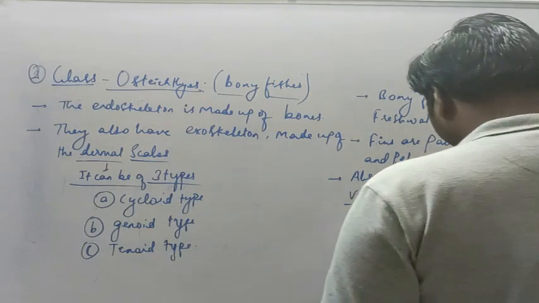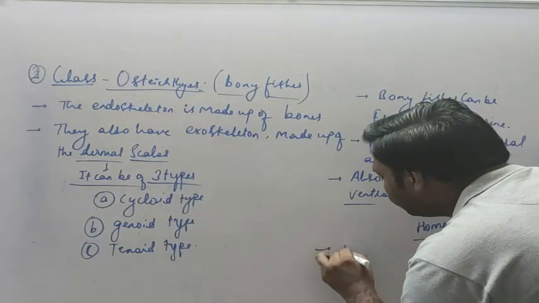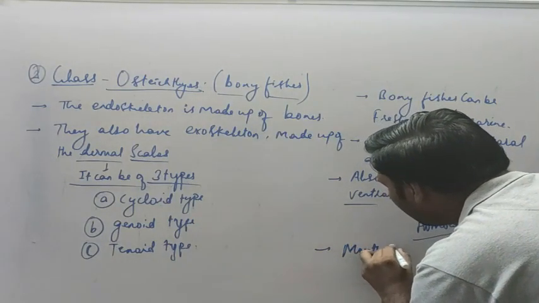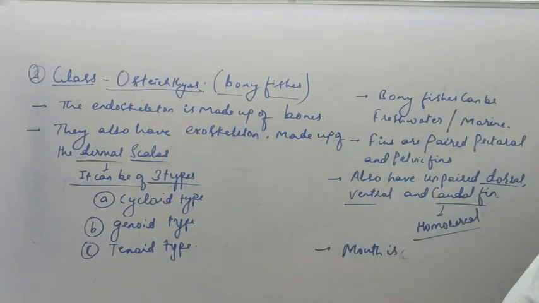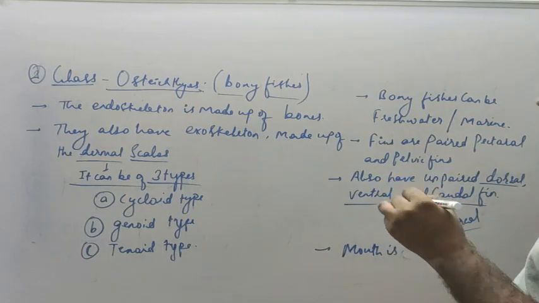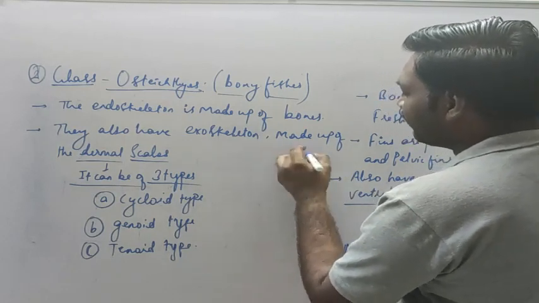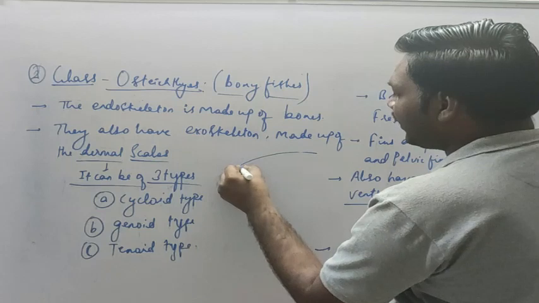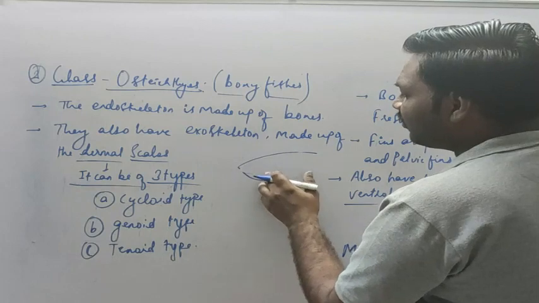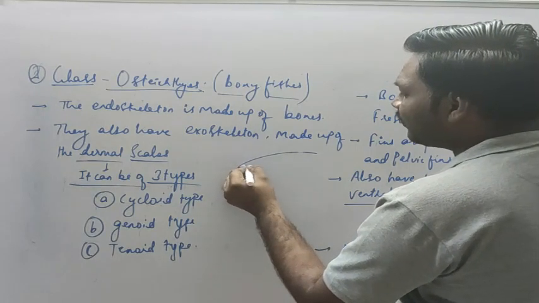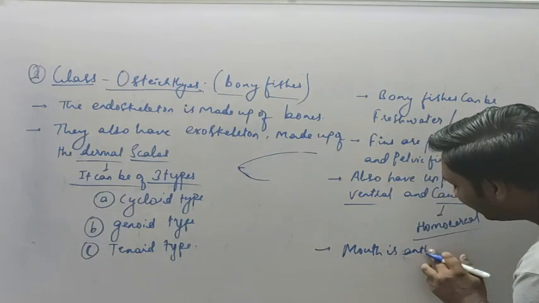Okay. Then next point that we are going to discuss is the mouth. Mouth is at anterior part. In case of cartilaginous fishes, we have seen the mouth is at where? Suppose this is the anterior part of the fish and mouth. In those cartilaginous fishes, it is at the ventral part. But in case of the bony fishes, mouth is at the anterior part. So mouth is anterior.